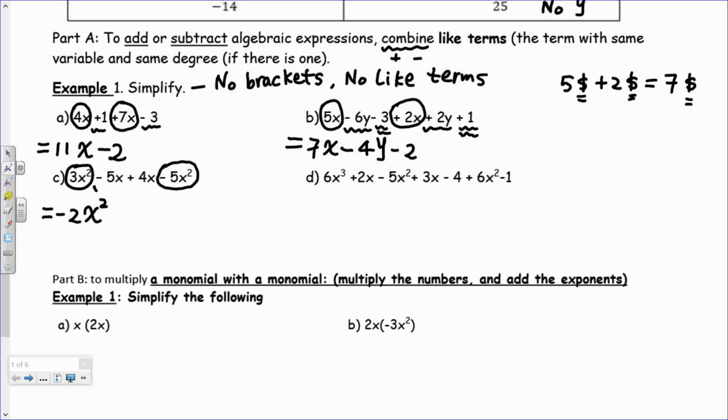Then after that, we are going to collect the x degree 1, they are like terms. We just add or subtract the numbers at front. Negative 5 plus 4 gives you negative 1x. If you have 1 by default, the number at front of x is 1. You don't need to write it. So it's done. No brackets, no like terms. This is your final answer. Then we continue to the next one. So you can pause the video, try question D, then check your answers here.